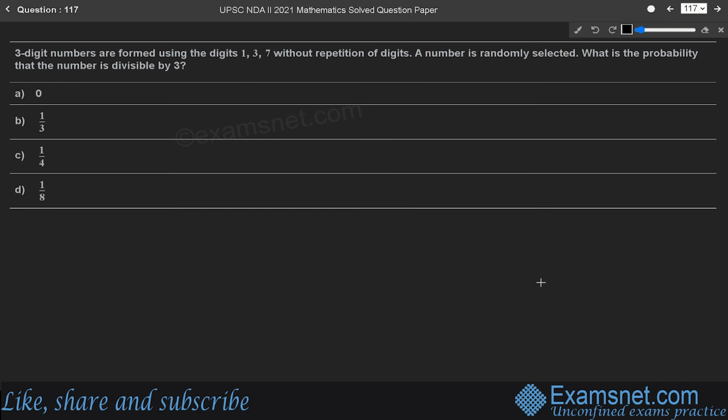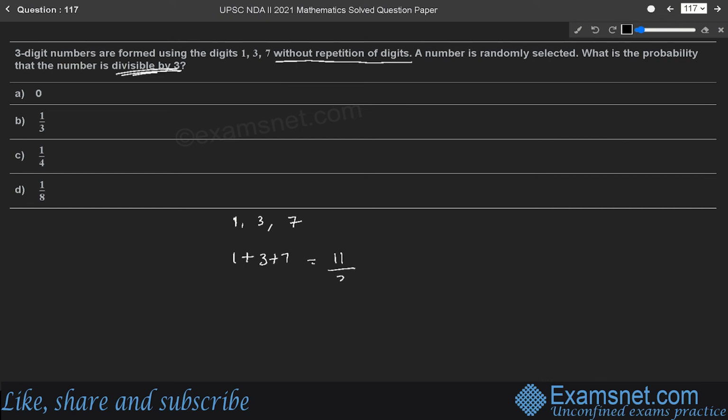Next question is, 3-digit numbers are formed using the digits 1, 3 and 7 without repetitions of the digit. We cannot repeat any digit. A number is randomly selected. What is the probability that the number is divisible by 3? The digits are 1, 3 and 7. For the divisibility by 3, first let us add all these numbers. 1 plus 3 plus 7 gives 11.